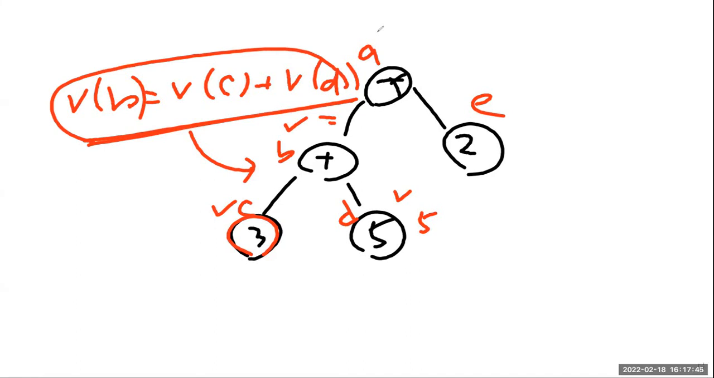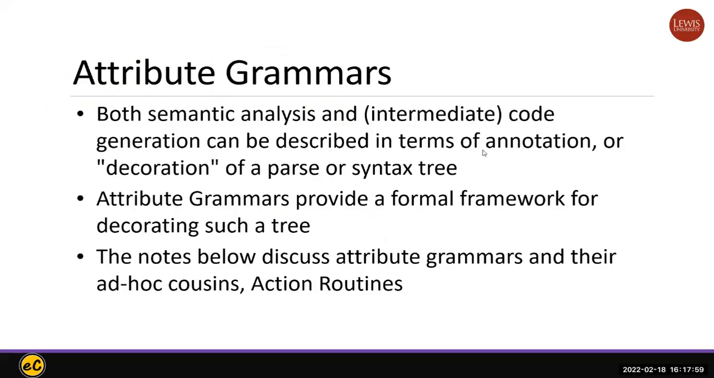So attribute grammar basically is adding the function or evaluation methods to your abstract syntax tree. And that's what we want to do right now. So it actually is a kind of annotation, or you talk about it as declaration of a parse tree or syntax tree. Attribute grammar provides a formal framework for decorating such a tree. So this actually is a formal way of doing it.